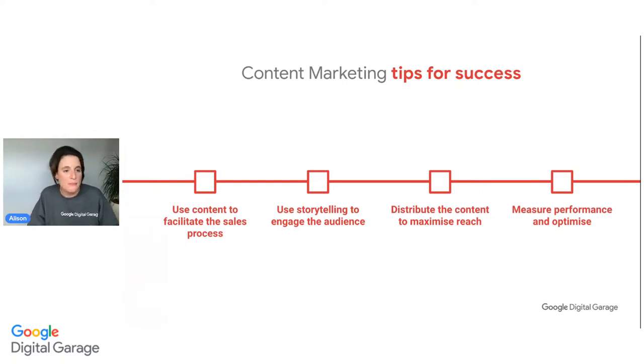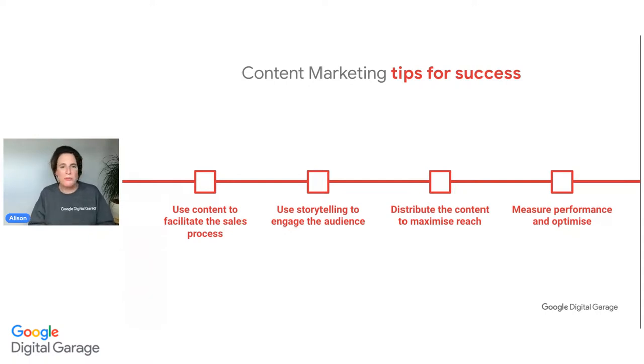Distribute the content to get maximum reach. So where are you going to share your content? What channels is your content going to be on? Where are your audience hanging out where they'll need that content? Is there a specific type of content that they're looking for on your website? Is there a specific type of content that they want to have on YouTube?